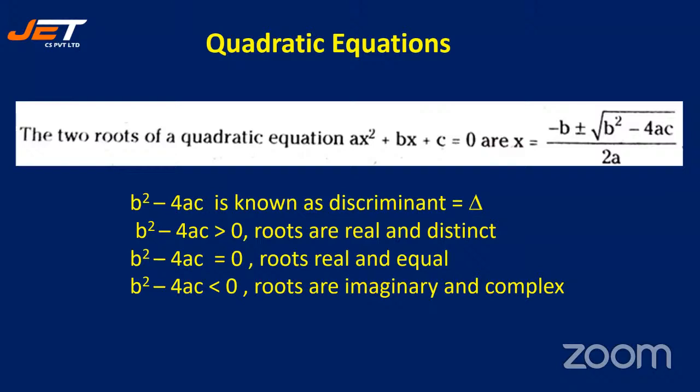If b square minus 4ac is known as the discriminant, and if b square minus 4ac is greater than 0, then we say that the roots are real and distinct. So please make a note of this. Definitely questions will come from this. If b square minus 4ac is equal to 0, then the roots are real and equal. And if b square minus 4ac is less than 0, then the roots are imaginary and complex.